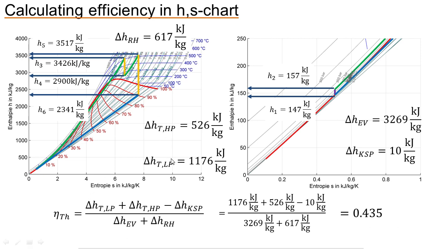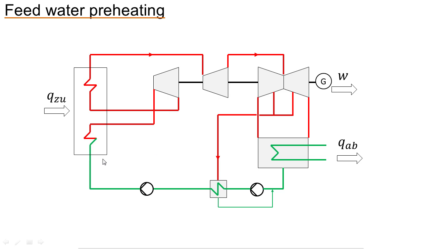To get a more efficient Rankine cycle, you can, you remember, at the end of this turbine, everything of the energy here in this condenser is lost.